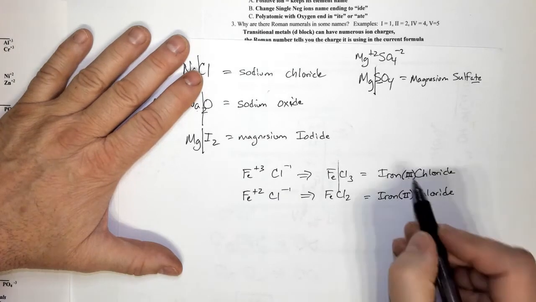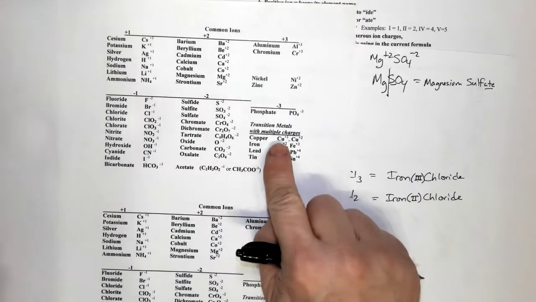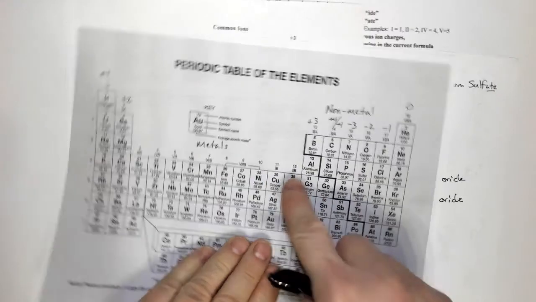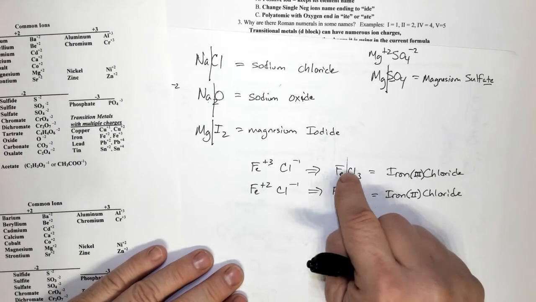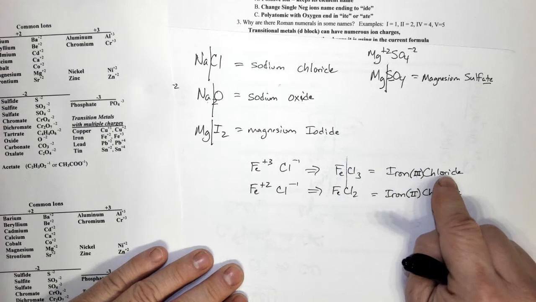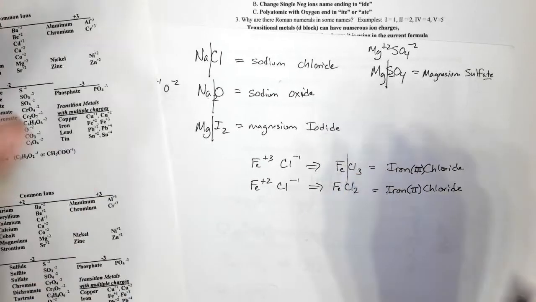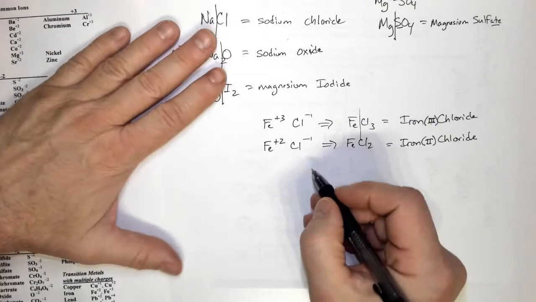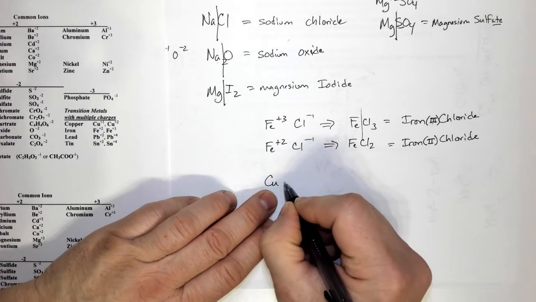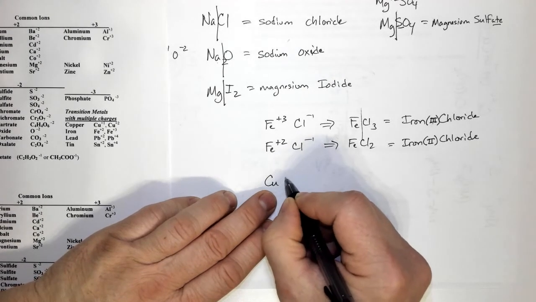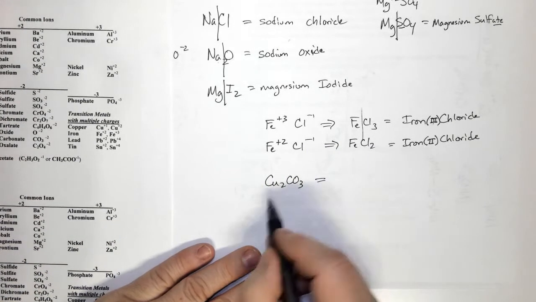Okay? So the Roman numerals in the middle of a name means you're dealing with a transition metal in the middle of the periodic table, and you're indicating what charge it's using in that particular formula. So if you look up the negative ion and that charge, you can get back to the correct formula each time. So let me give you one more example. Let's go with copper carbonate, so you have CuCO3. Okay? How would I name this one?